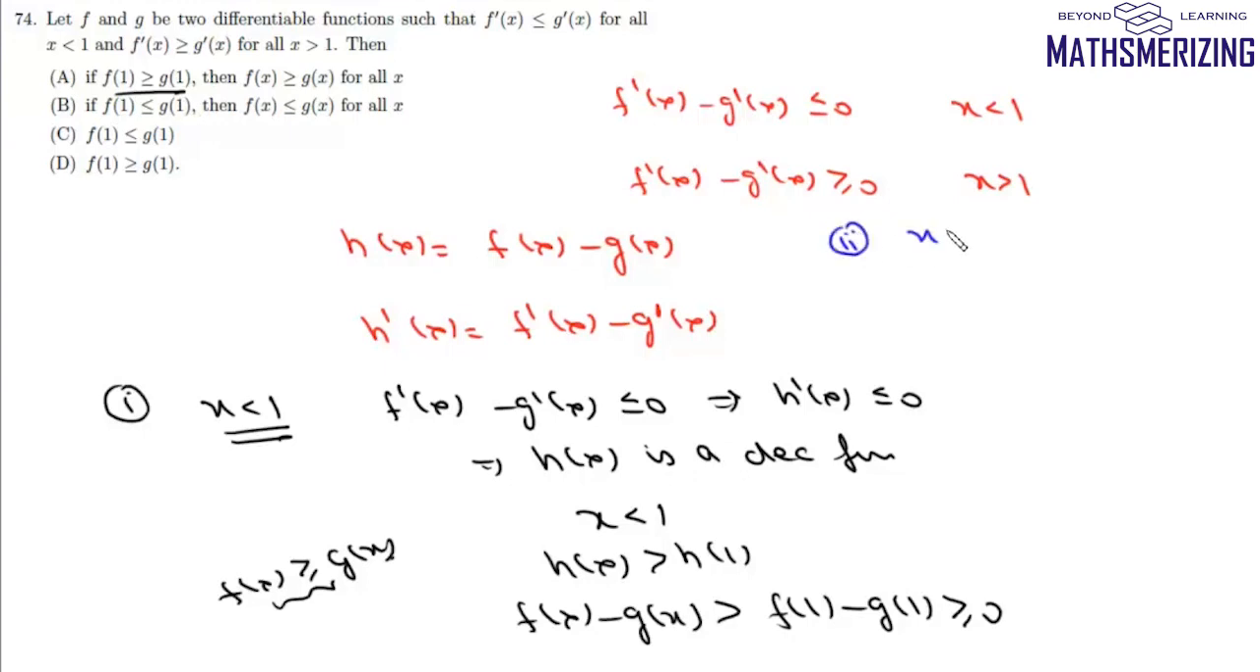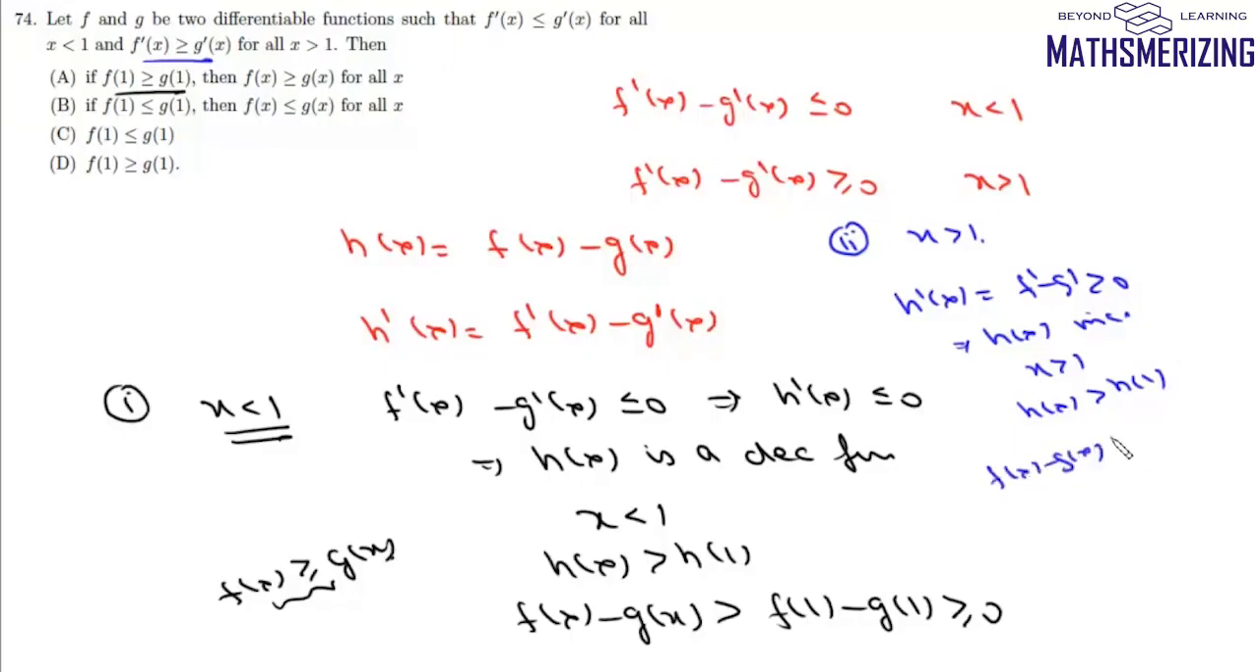Now we'll take the second case, when x is greater than 1. Now when x is greater than 1, h dash x, which is f dash minus g dash, will be greater than 0. In that case, h(x) will be an increasing function. So when h(x) is increasing, if x is greater than 1, then h(x) is greater than h(1). Now h(x) is f(x) minus g(x), and it is greater than f(1) minus g(1). Now f(1) is greater than g(1), so it is greater than or equal to 0. So we can write f(x) is always greater than or equal to g(x).